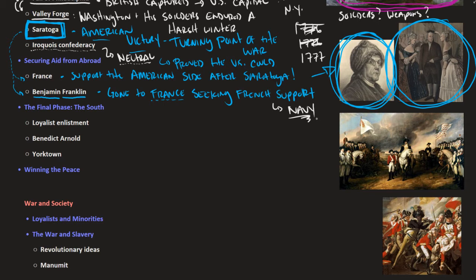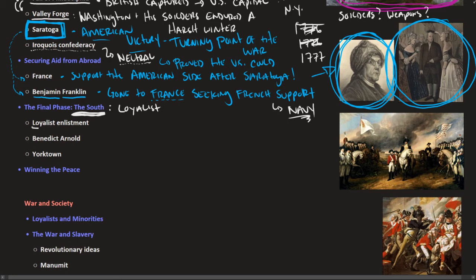The British, growing more and more desperate, not seeing a victory early on, not able to capture Washington, changed their strategy. And the final phase of the war is focused mostly on the Southern Colonies. And the reason why the British became more involved in the South was because there tended to be perhaps more loyalists there.